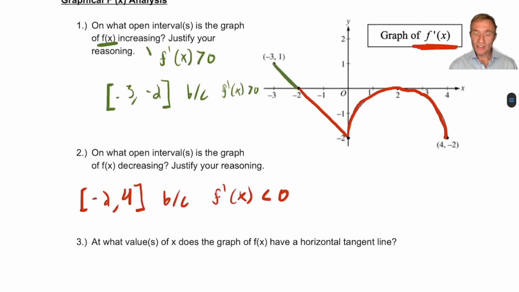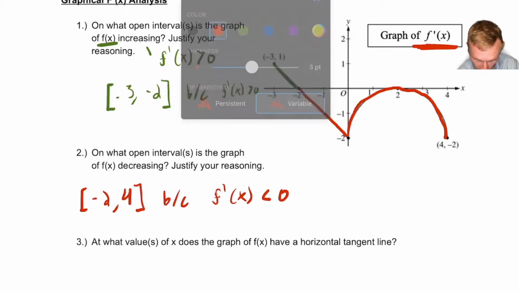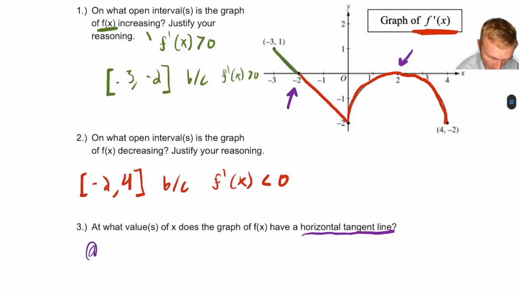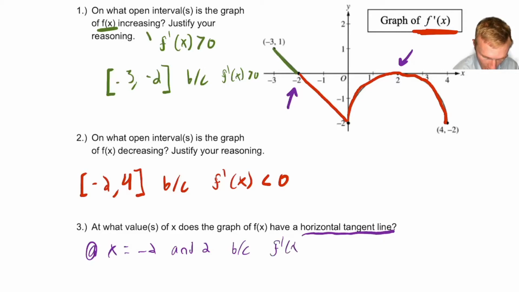At what values of x does the graph of f of x have a horizontal tangent line? A horizontal tangent line, we just showed above, is when the derivative of a function is 0. This is the derivative, so this is going to happen at 2 locations. And so what I would say here is this would happen at x equals -2 and +2, because f prime of x equals 0. So it's literally just like you memorize these things. Oh, horizontal tangent line, derivative 0, that happens when we cross the x-axis at -2 and +2. That's all, -2 and +2.